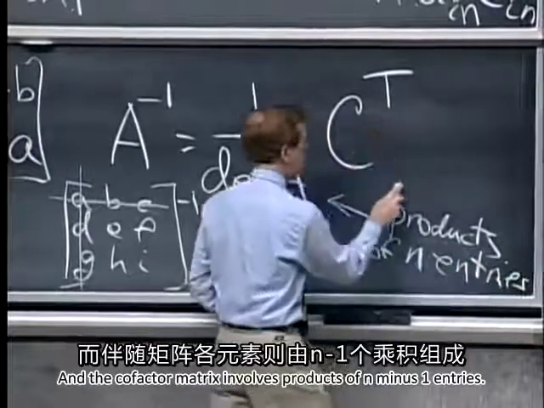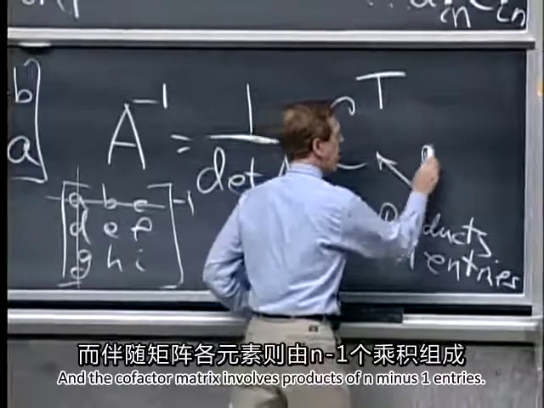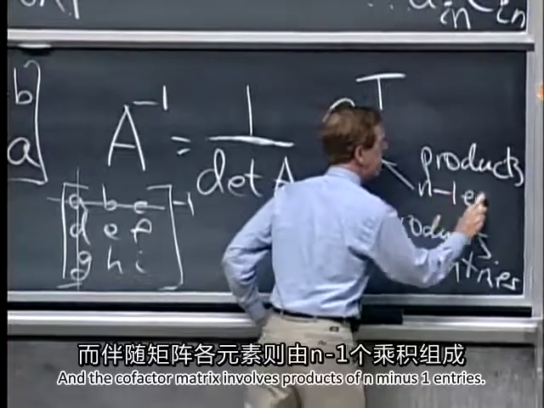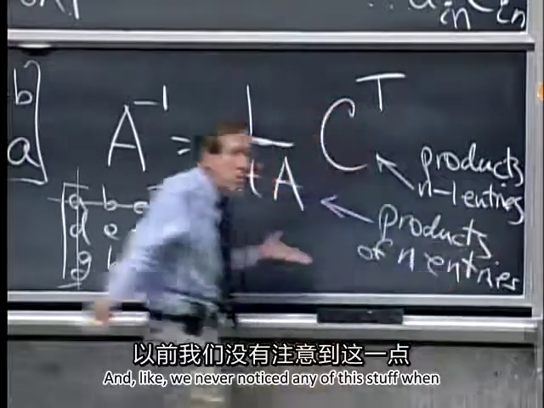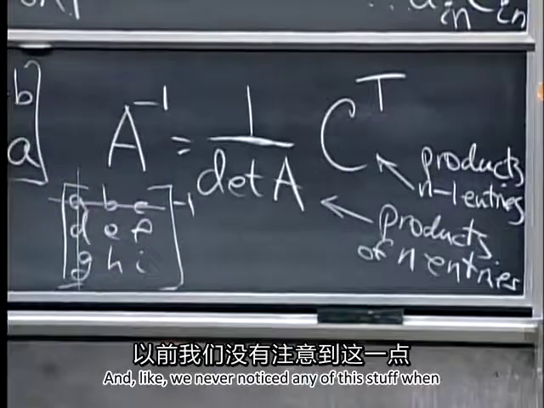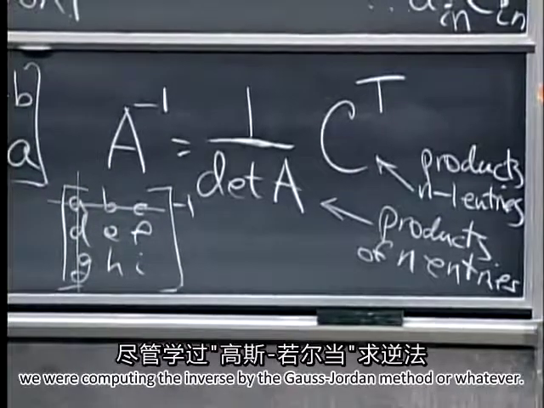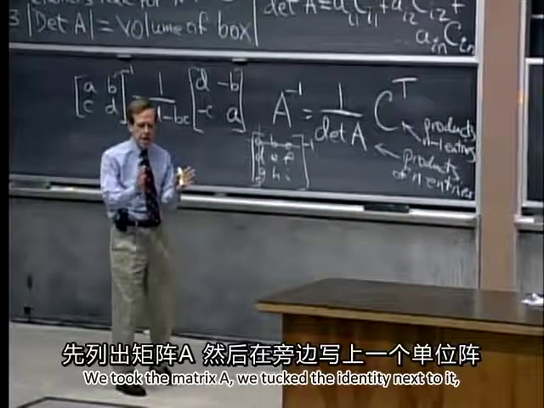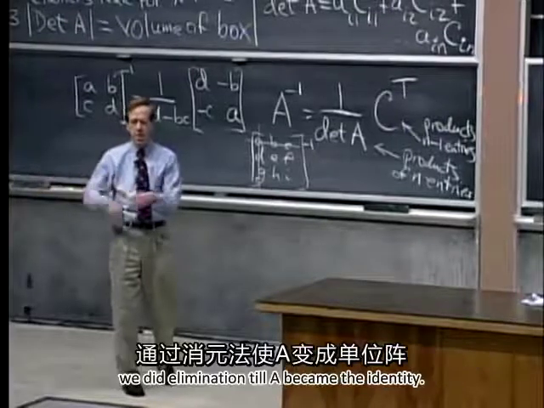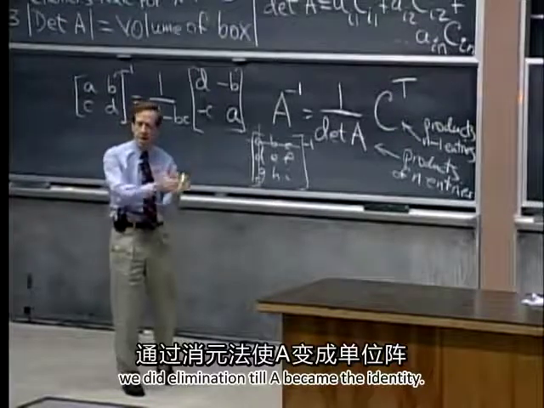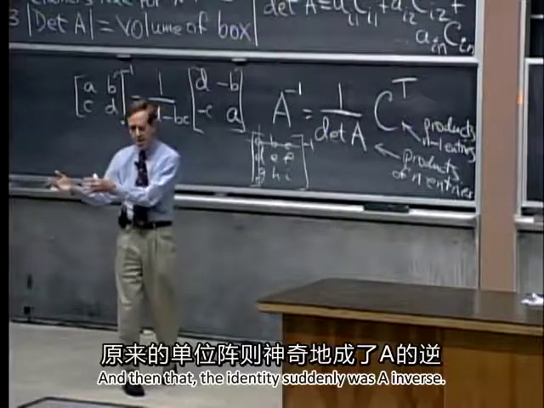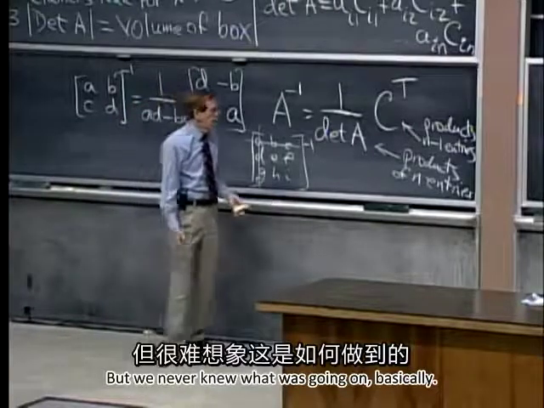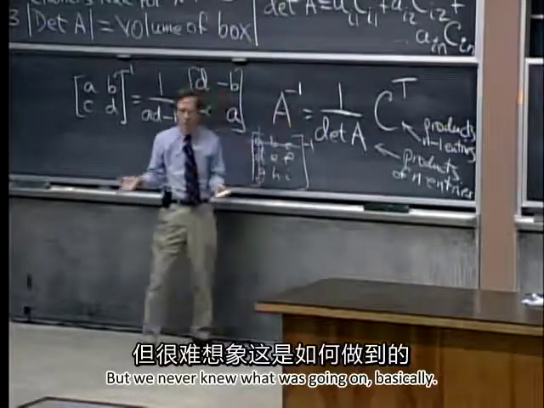And then the cofactor matrix involves products of N minus 1 entries. And we never noticed any of this stuff when we were computing the inverse by the Gauss-Jordan method. You remember how we did it? We took the matrix A, we tucked the identity next to it, we did elimination till A became the identity, and then the identity suddenly was A inverse. Well, that was great numerically, but we never knew what was going on, basically.